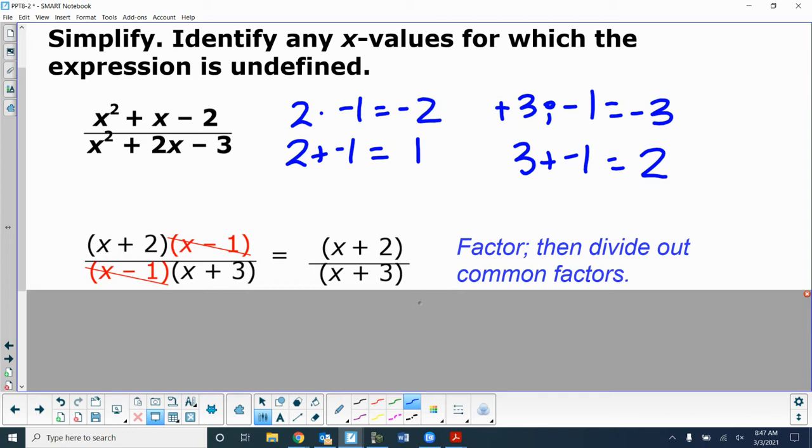Now, what makes it undefined? It's the original expression. It's this. So you look at both of these. What value of x makes that part equal to 0?